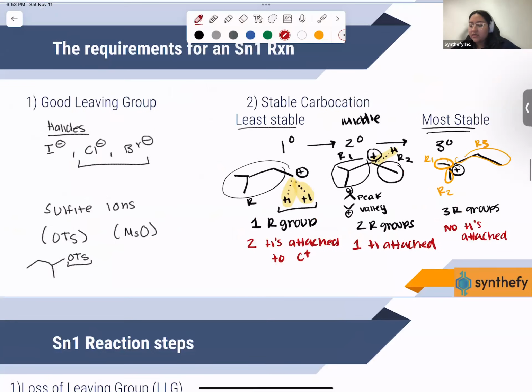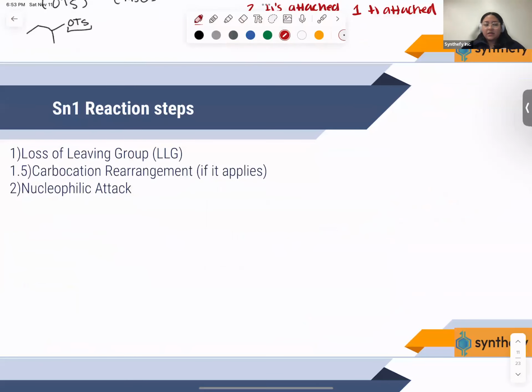Now, with that in mind, let's look at the steps. These are the SN1 reaction steps. There's loss of leaving group, denoted as LLG. You can have a carbocation rearrangement if it applies. And there's a nucleophilic attack. So let's look at an example in further detail.